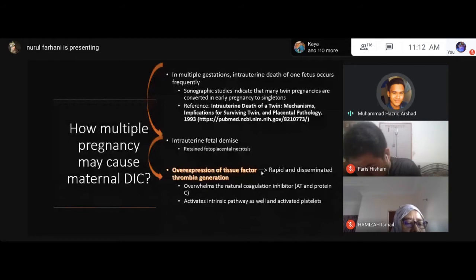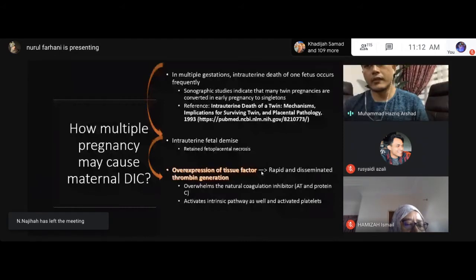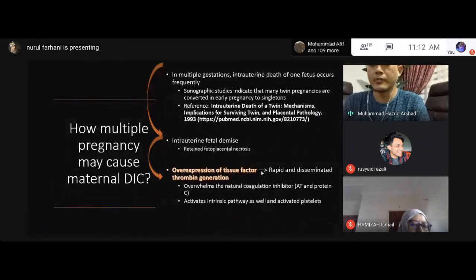So that's how DIC occurs in multiple pregnancy. This is rare and due to intrauterine fetal demise. So that is my answer for this question. That's all.